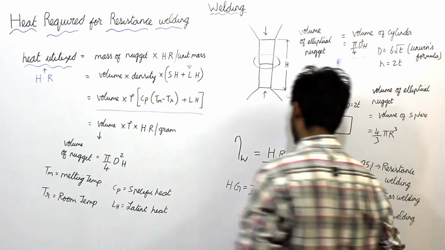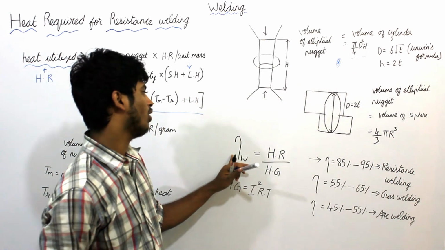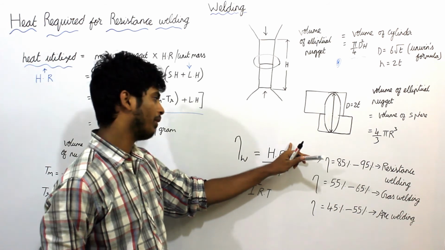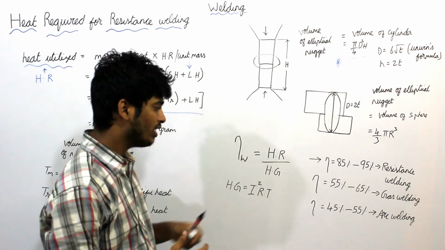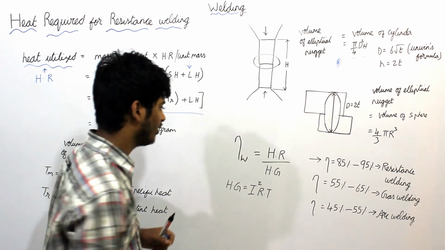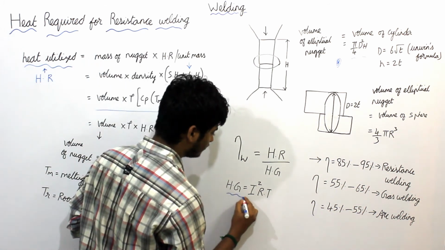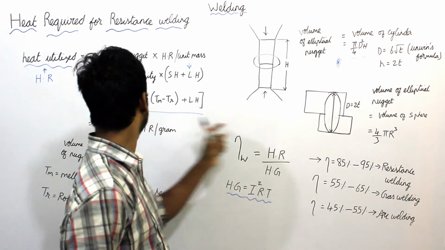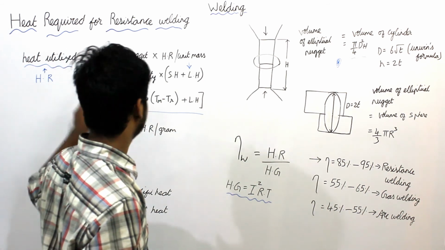And coming to efficiency of welding operation, it is given by heat required for welding operation by heat generated. Heat generated is the total heat generated, that is I square RT. And heat required is this one.